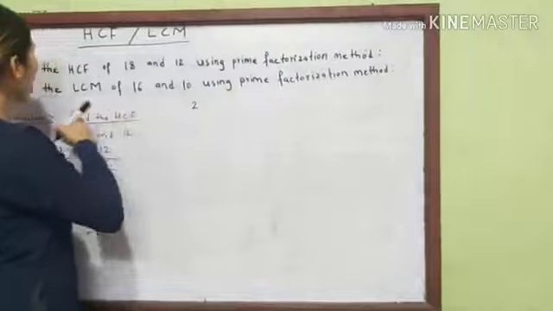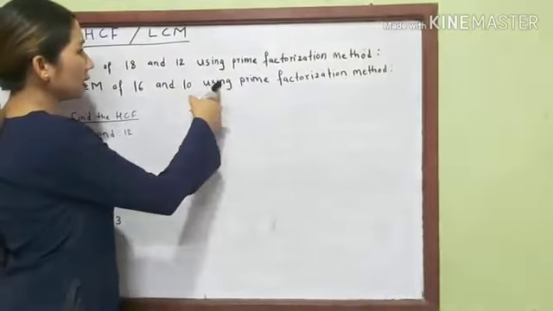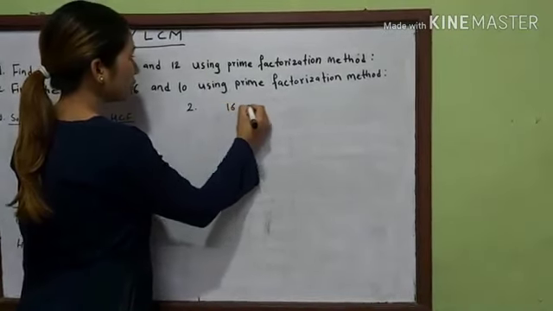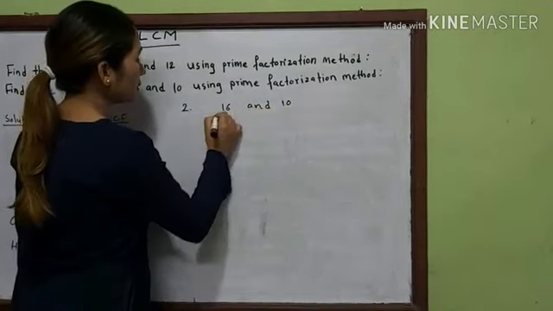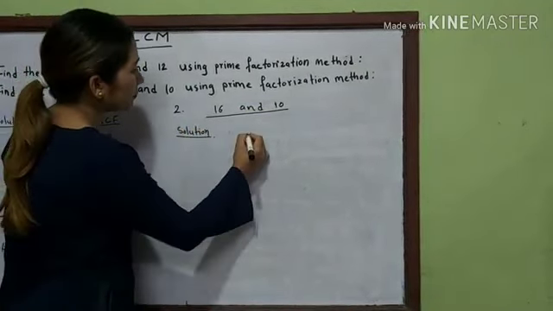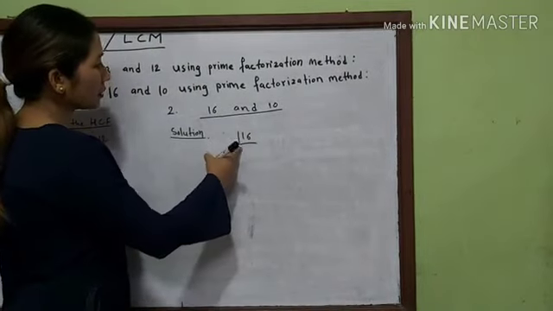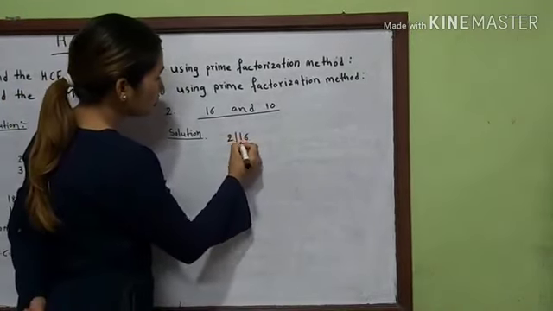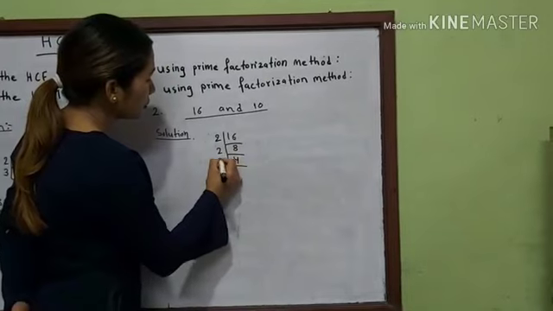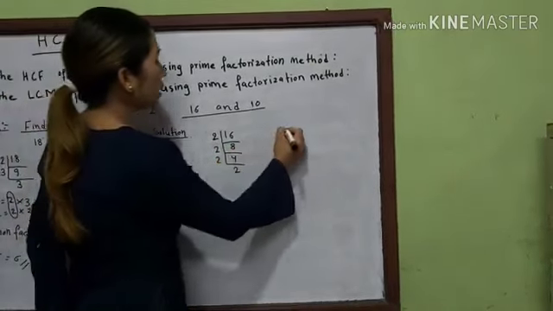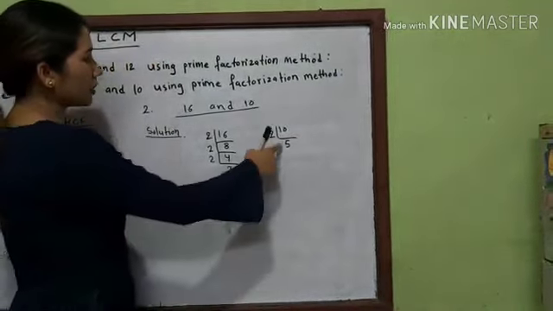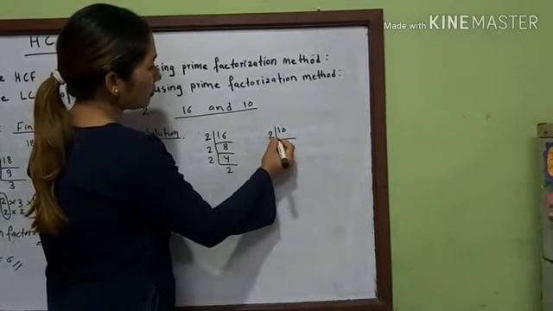Question 2: find the LCM of 16 and 10 using prime factorization method. Solution. Now factorize by prime numbers. 2 times 8 is 16, 2 times 4 is 8, 2 times 2 is 4. Now 10: 2 times 5 is 10, and 5 is a prime number, so we cannot factorize it further.